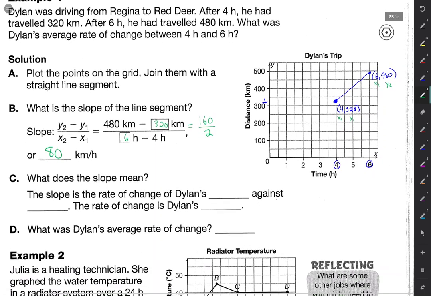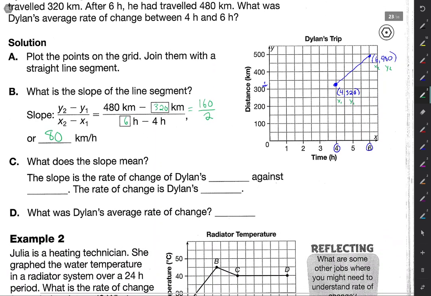So now let's talk about what this slope means. The slope is the rate of change of Dylan's distance against time. The rate of change is Dylan's speed. So that's how fast he was traveling, 80 kilometers per hour. What was Dylan's average rate of change? Well, it would have been 80 kilometers per hour.